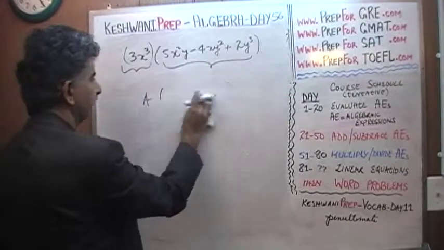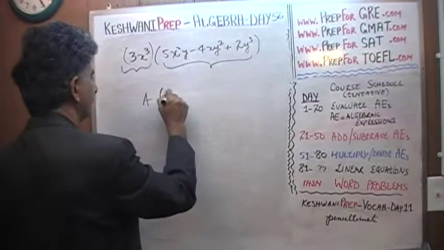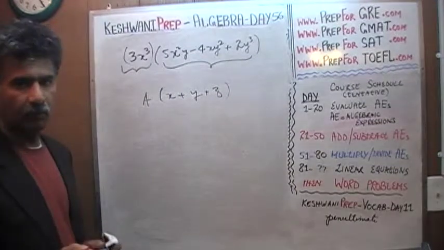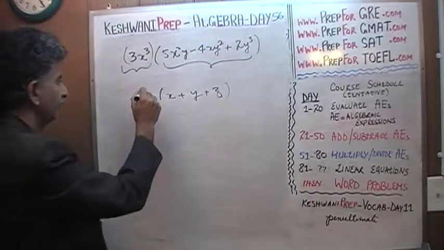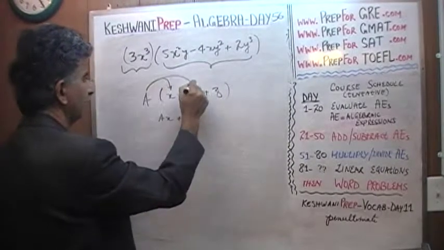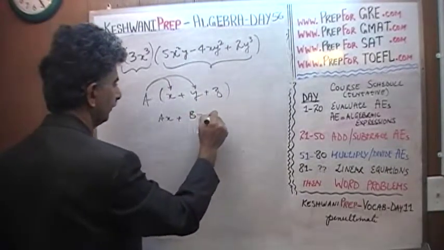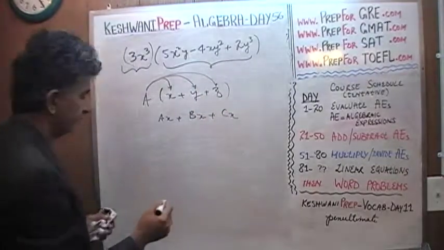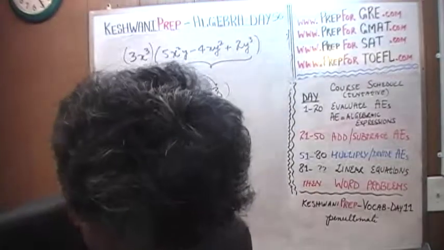Well, it is called distributing the a's. We have to distribute the a's. So it becomes a times x plus b times x plus c times x. Take a look at the example here. I could give you a numerical example so that you can see what's going on here.